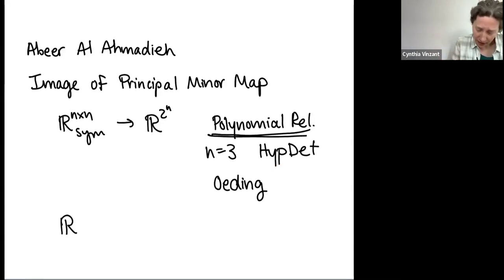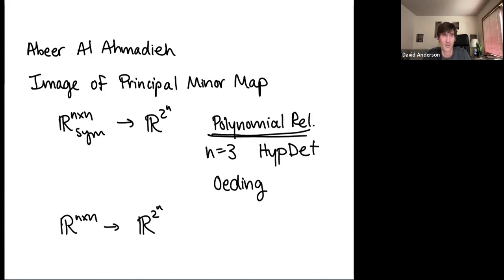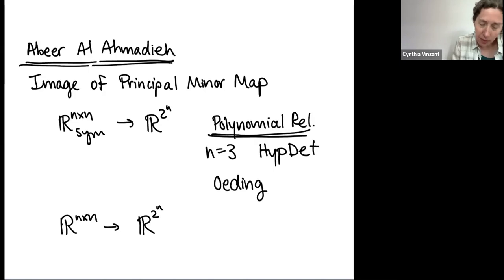And then for general n by n matrices, you don't need to restrict to the real numbers, but you could. People know some defining equations, but a full set is unknown. So it gets a little bit worse, even for the principal minors. I studied this with Abeer in her thesis, and we put out two papers studying the relations on the image of this map.